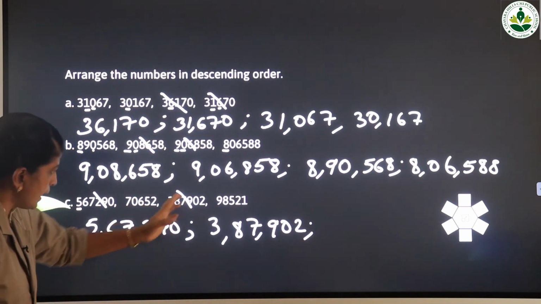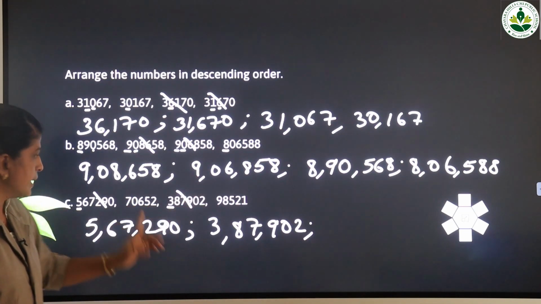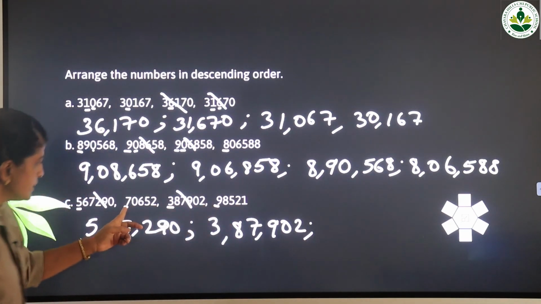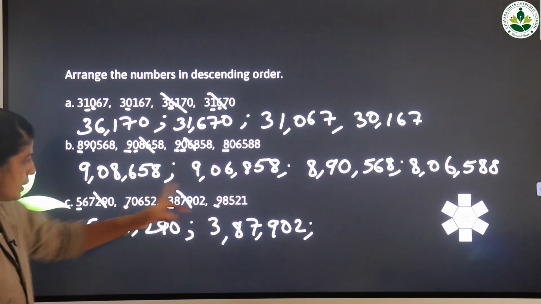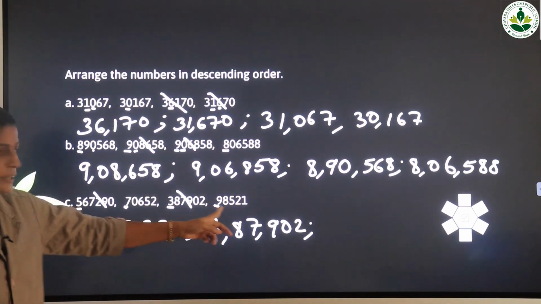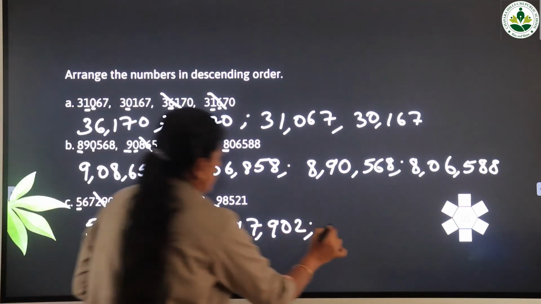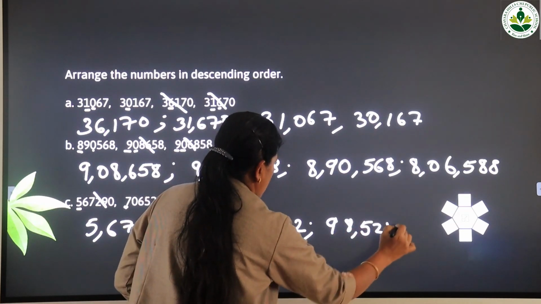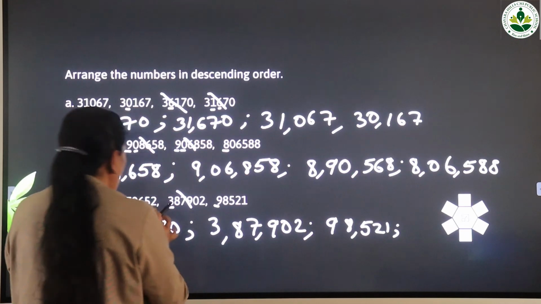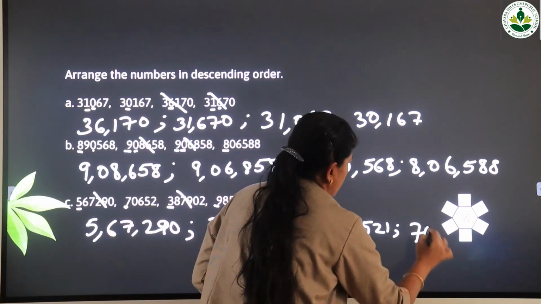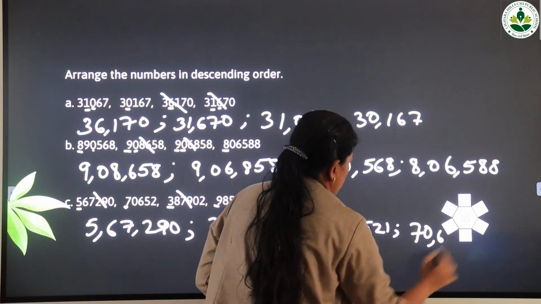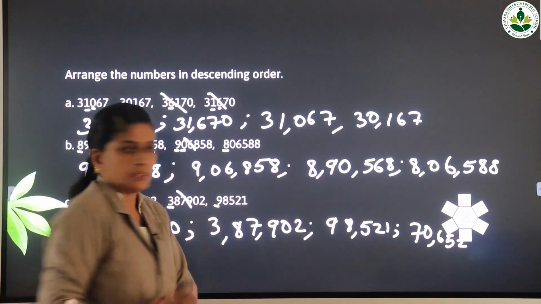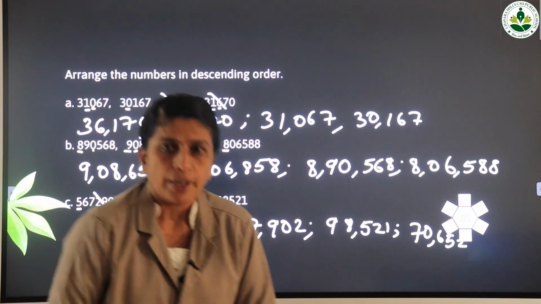Then two numbers are remaining. These two numbers contain 5 digits. Then look at the first digit from the left side. 7 in second number and 9 in fourth number. Therefore, 9 is the bigger number. That is 98,521 is the next biggest, and the smallest number is 70,652.